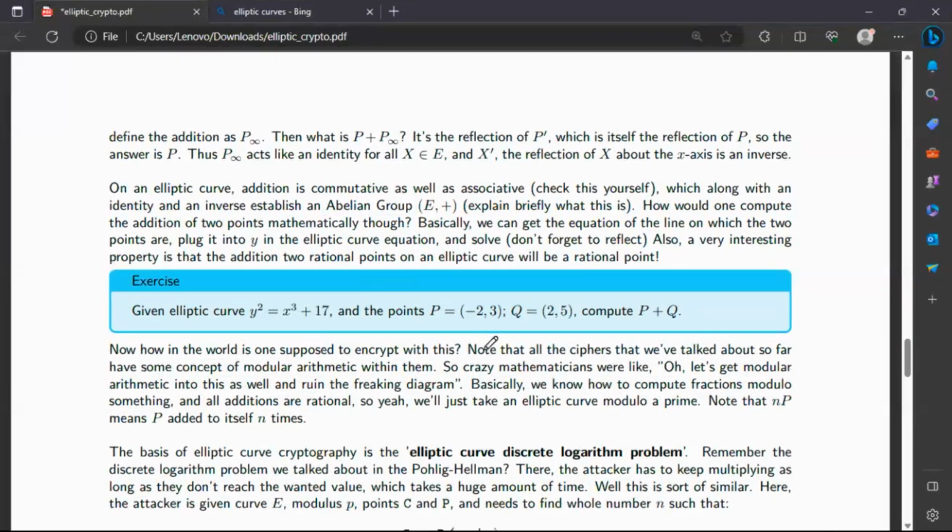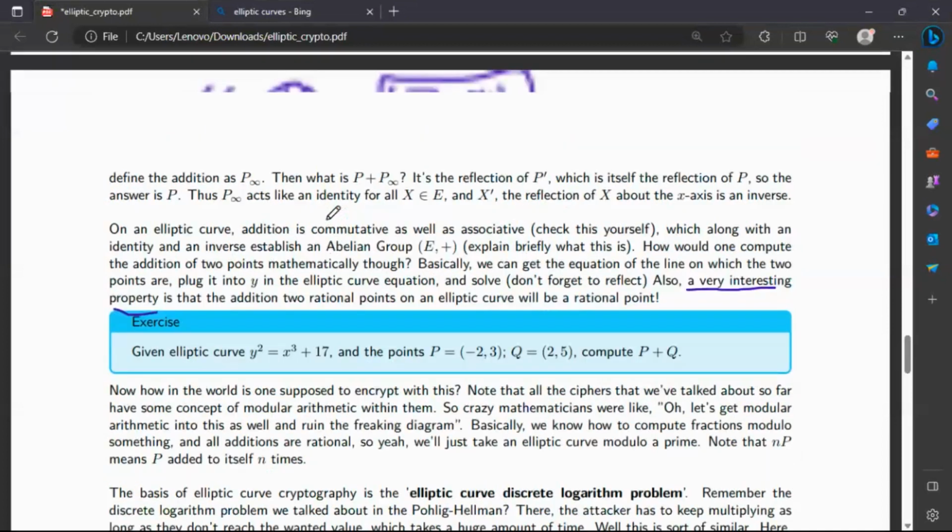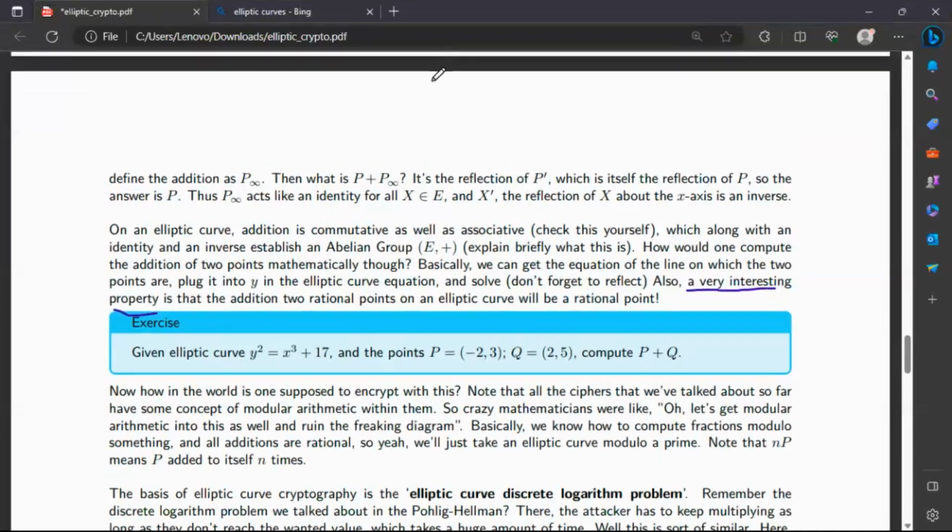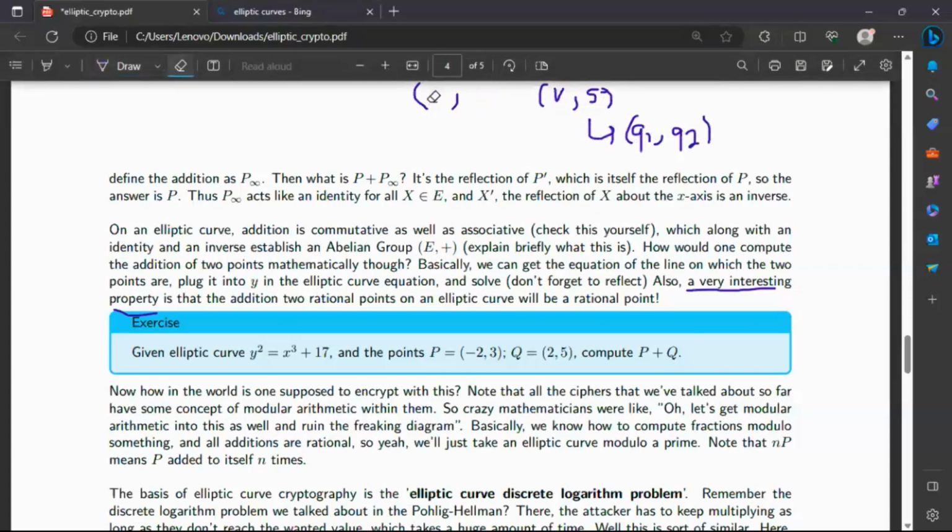So, right, we have the points, we have everything. Another very interesting property is that if we add some point (p, q) on an elliptic curve to some point (r, s) on an elliptic curve, where p, q, r, s are all rational numbers, then we will end up with a point (q1, q2), where q1 and q2 are also rational numbers. So that is a very nice, very interesting property.